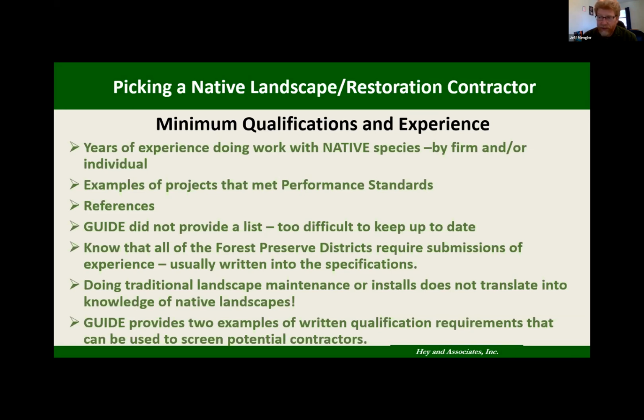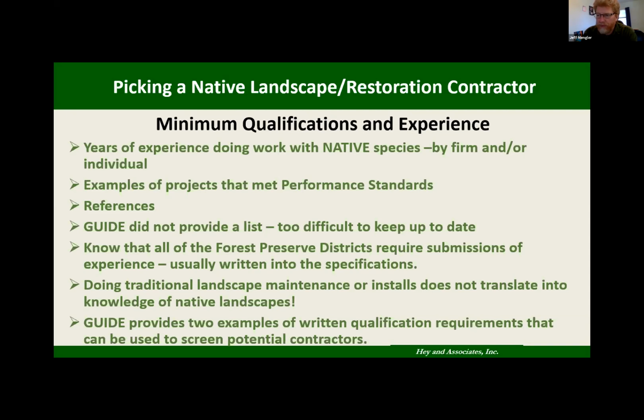And then ask for examples of projects that met their performance standards. Ask the contractors to provide you with references. We decided when we put the guide together that we couldn't really make a master list of who we felt was qualified. We toyed with that idea. Who were the good contractors in the opinion of Chicago Wilderness at that time? But of course, that's always changing and very difficult to keep up. So this is just trying to provide you with guidance on how to find those contractors yourself.